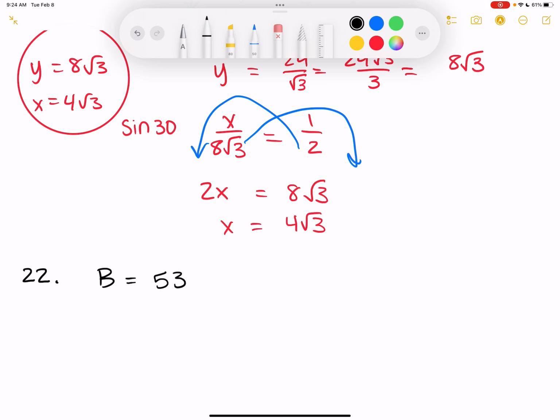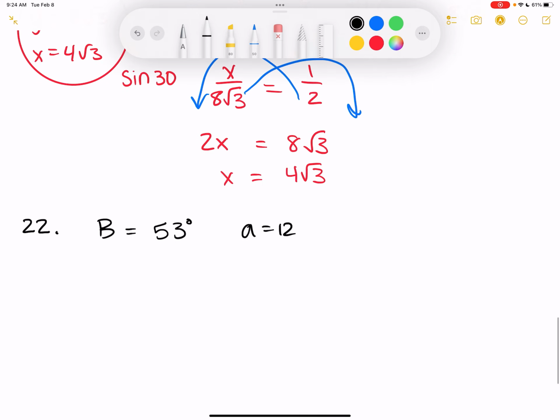Okay, all right. B equals 53 degrees, A equals 12, and we are told to use the triangle that looks like this. Why is the B capitalized? It is a right triangle, because this is an angle. So angles are capital letters, sides are lowercase letters. That confused me. It tells us where the placement is going to be.